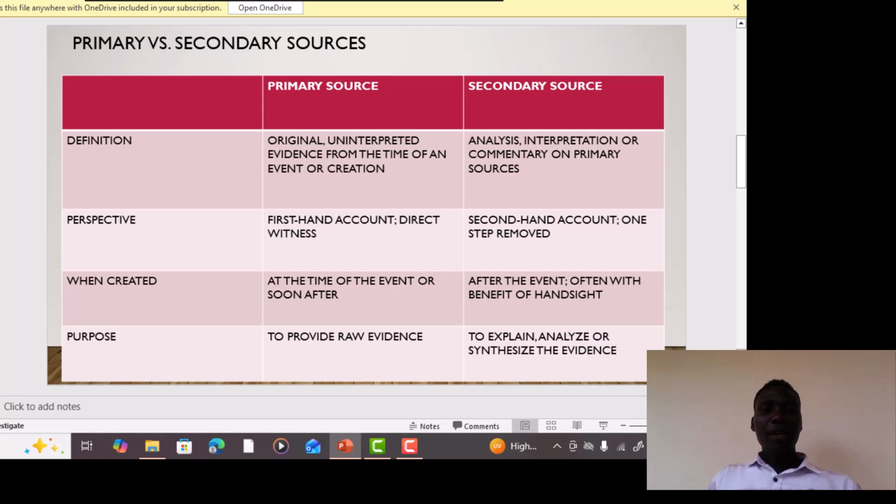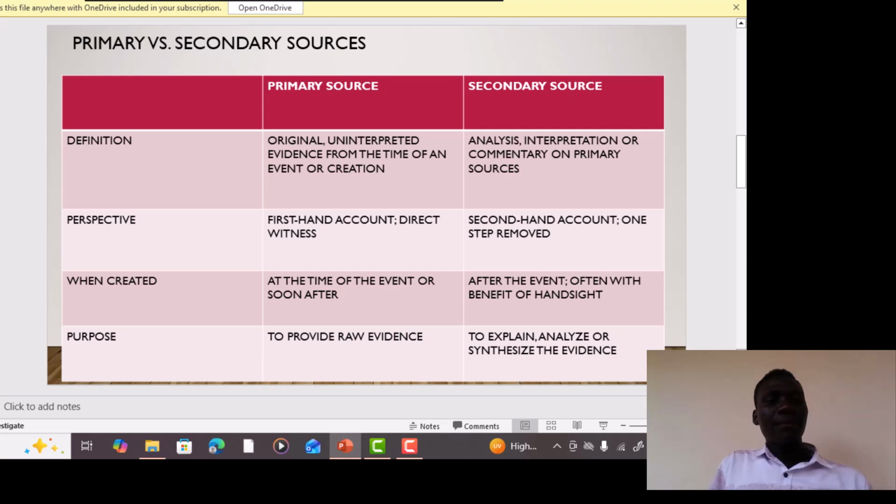And then if you look at the purpose of primary information, it provides raw evidence. Raw evidence means information which is brought about from the direct source. Meanwhile, the secondary source of information explains, analyzes, and synthesizes the evidence. It is all about bringing more backup to the primary source of information.